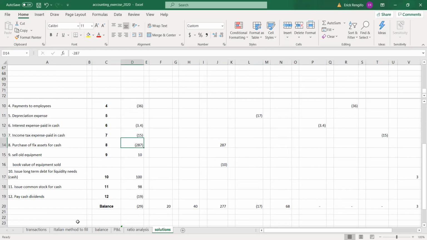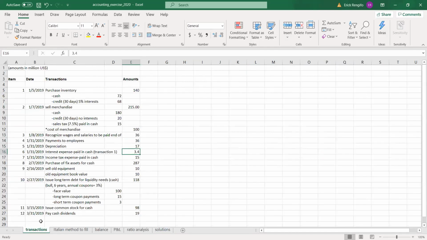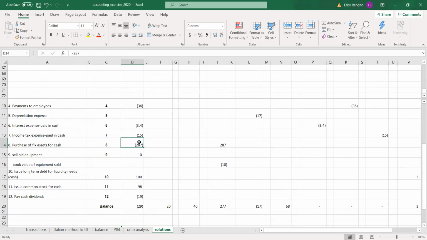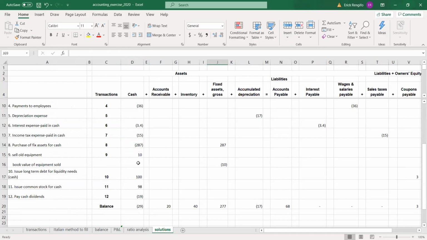Okay. So number 8, I simply buy fixed assets for cash. So what I'm doing is I'm subtracting 287. I'm paying cash 287, and my fixed assets are growing by 287. Make sense to everyone?